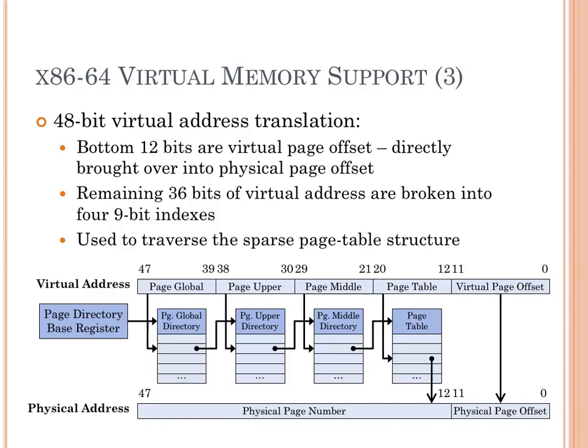You can already see that the higher level nodes have different information in them than the bottom node, because the higher level nodes have to say this is where the next page table node is in this structure. But the lowest one, the thing that's actually called the page table, has a physical page number in it that's part of its entry.